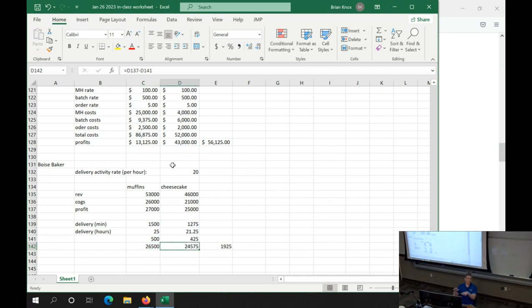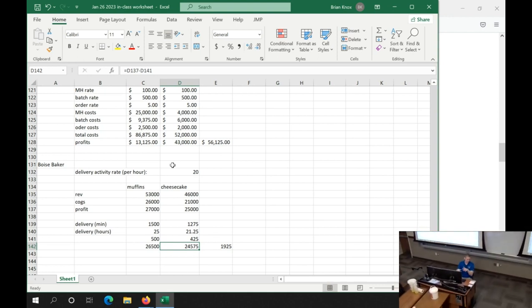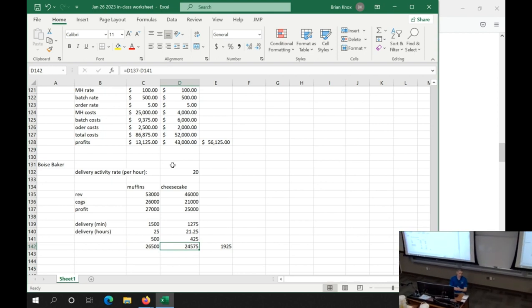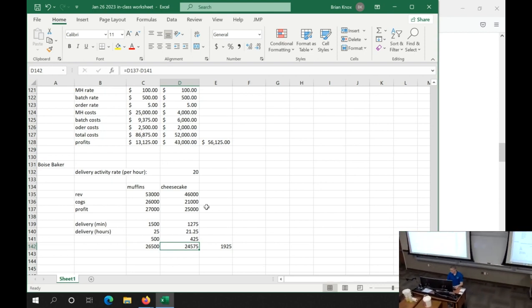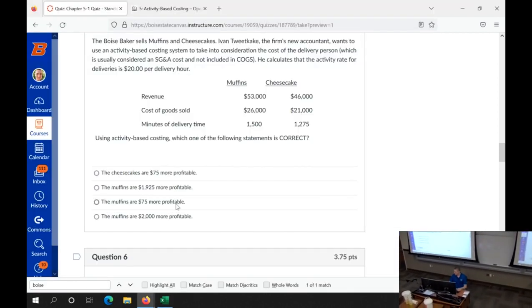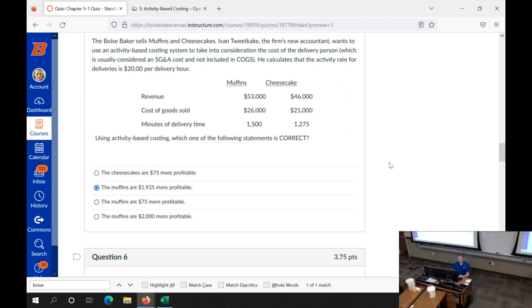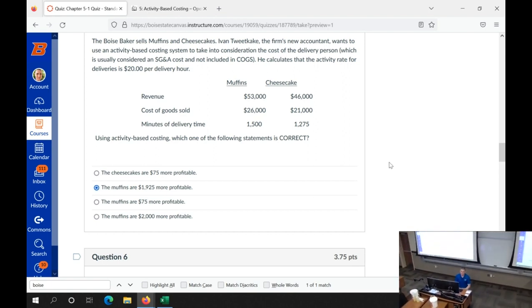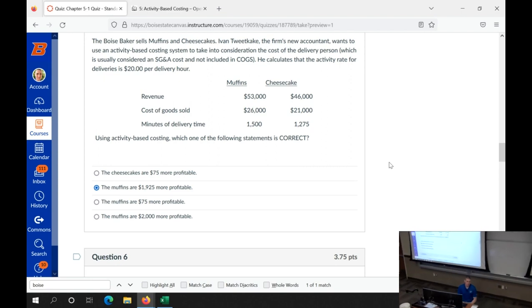So the profitability picture looks a little different by $75, not intensely, crazily different, but enough to get the answer right, or not. Is that okay? Kind of a different way of looking at it, a little weird.